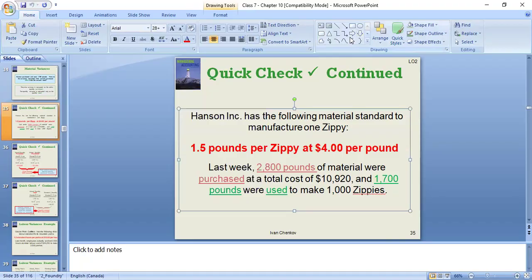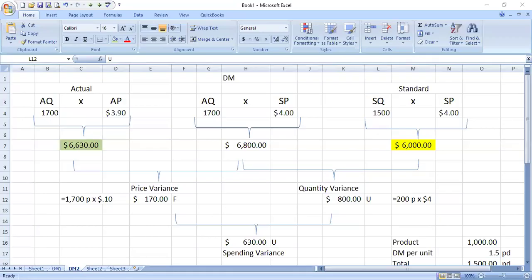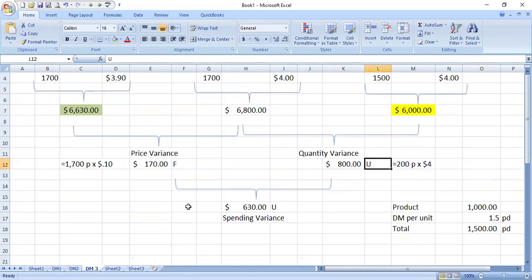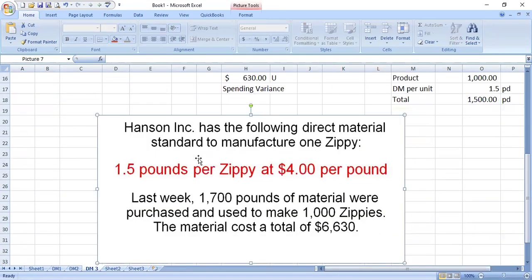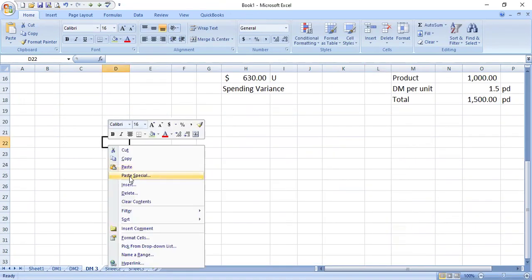And let's move to the Excel again. Let me share the Excel before I forget. And we're going to use another worksheet here. I'm going to copy this worksheet. I'm going to label it direct material number 3. And let's see the question now. I'm going to share the question with you.